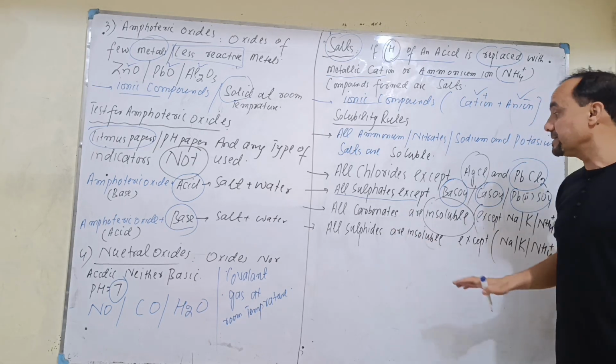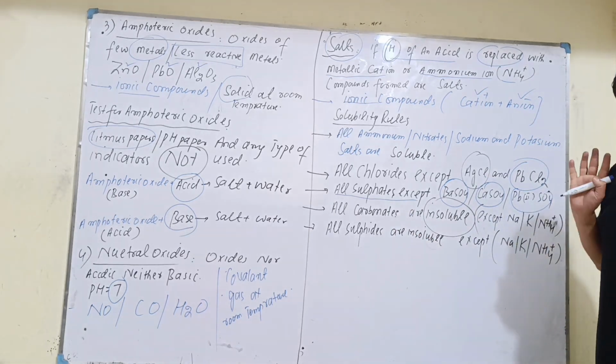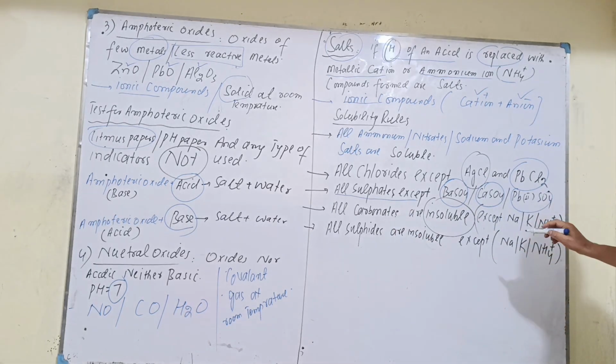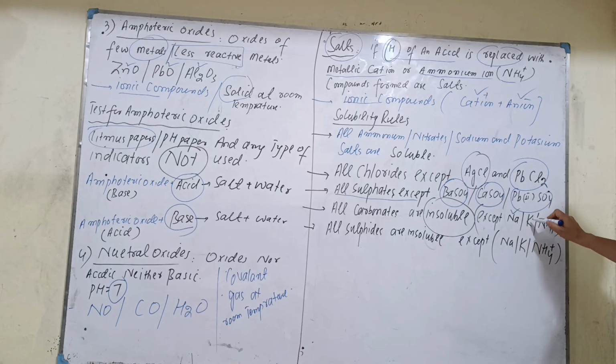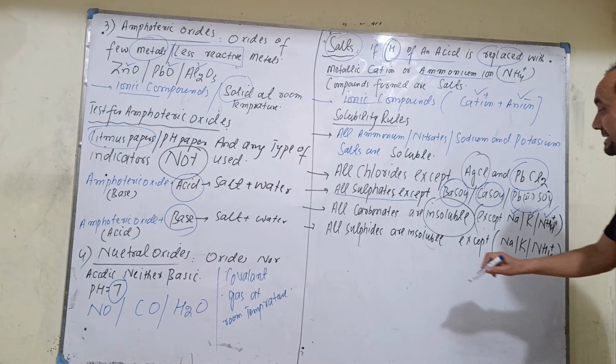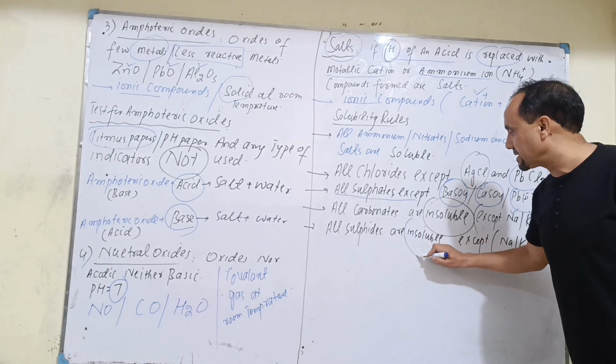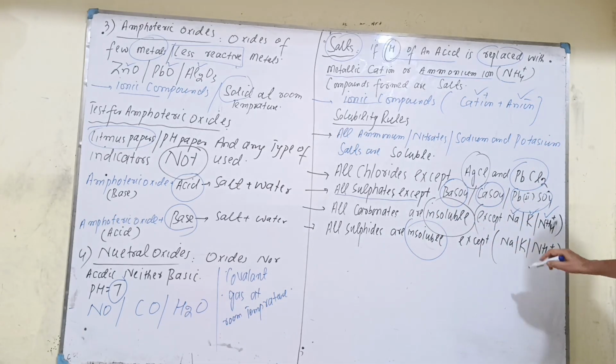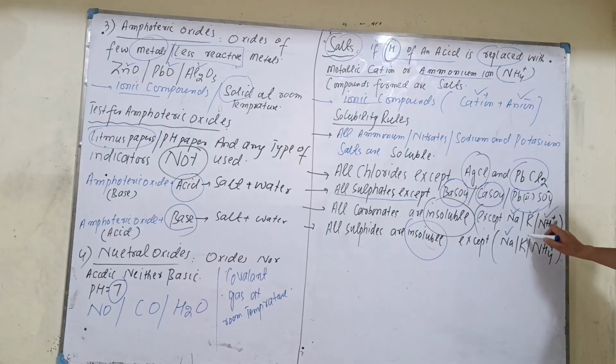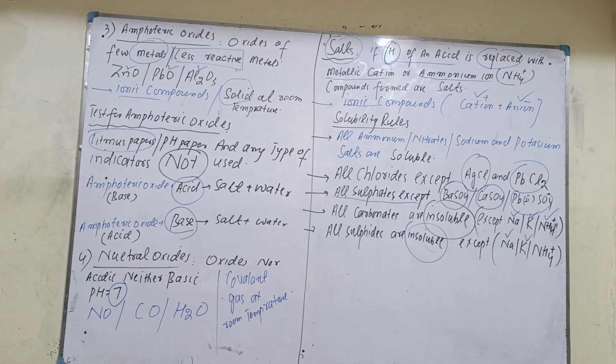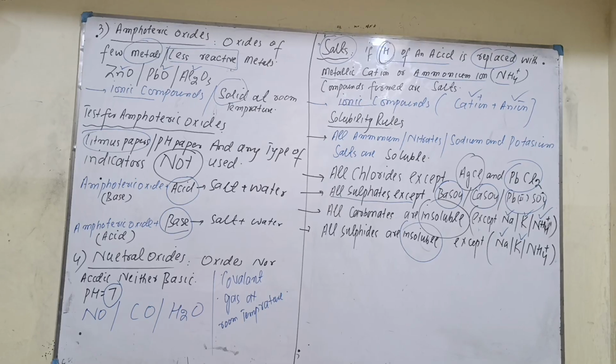Carbonates are mostly insoluble except sodium carbonate, potassium carbonate and ammonium carbonate. In sulfides, again the maximum salts are insoluble except sodium sulfide, potassium sulfide and ammonium sulfide. So you have to memorize these.